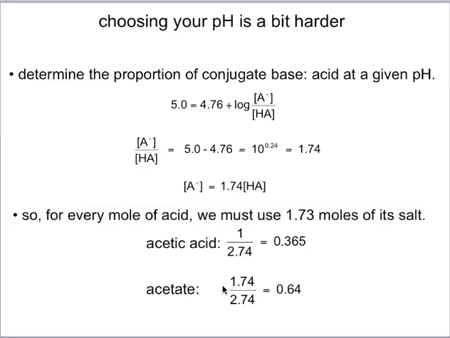We can do the same calculation for the conjugate base. For every 1.73 moles of conjugate base, there's a total of 2.73 moles of acid and base, and that gives us, you can also subtract 1 from 1 and you get the same thing, 0.64 or 64% acetate. Again, let me emphasize that should make perfect sense, right? We expect to have more conjugate base than weak acid because our target is above the pKa.